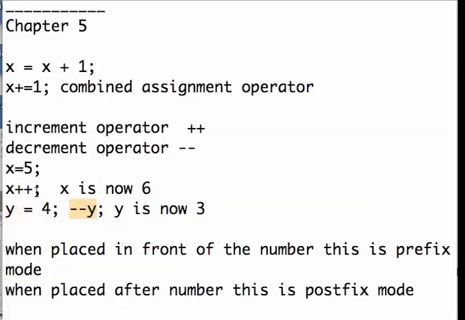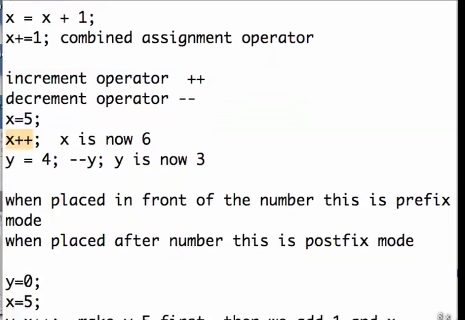When you place the operator in front of the variable, it's called the prefix mode. And when you place the increment or decrement operator after the variable, it's called the postfix mode. What impact does that have? Let's take a look.